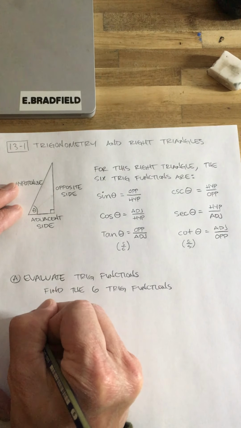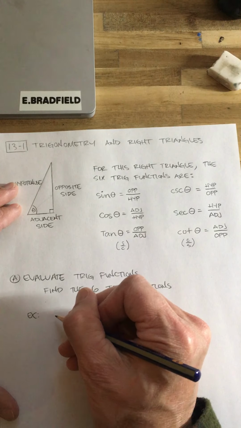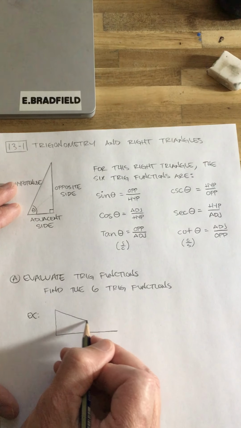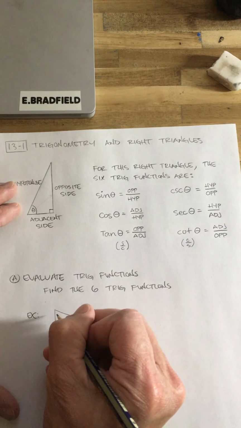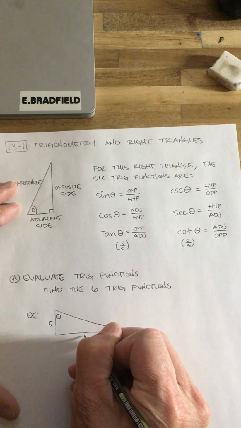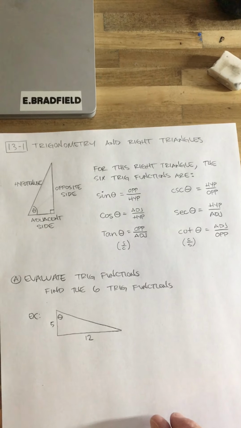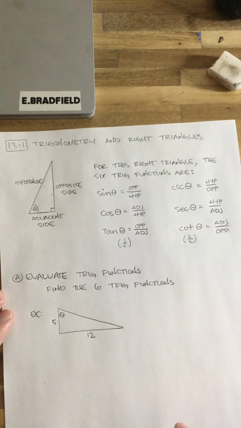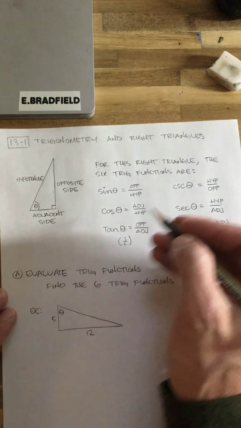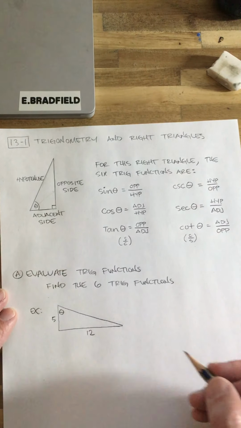All right, and here's my first example, and probably only example. If I have a triangle that looks like this, and my angle is right here, and I'm telling you that this is 5 and this is 12, I need you to find the 6 trig functions. So we need the sine, the cosine, the tangent, the cosecant, the secant, and the cotangent. By the way, I'll help you with saying those correctly.